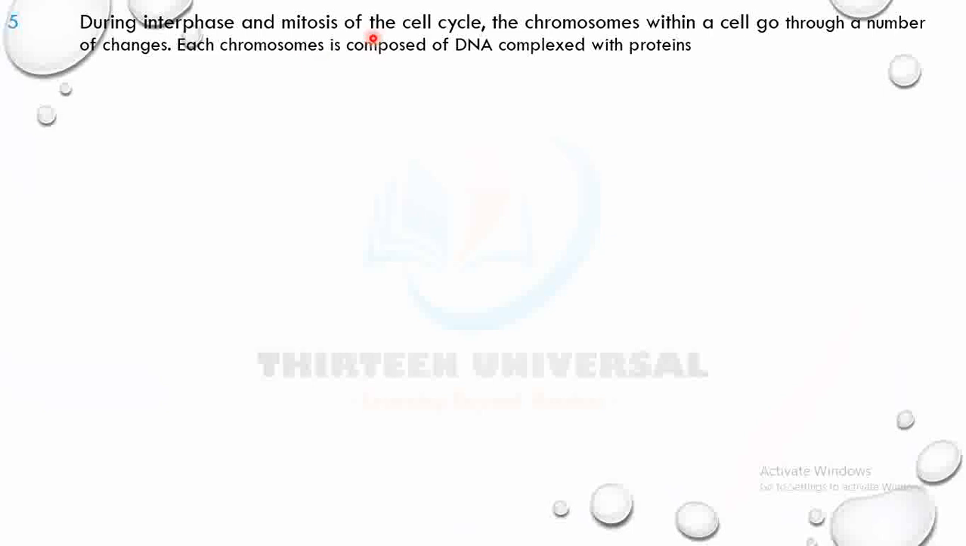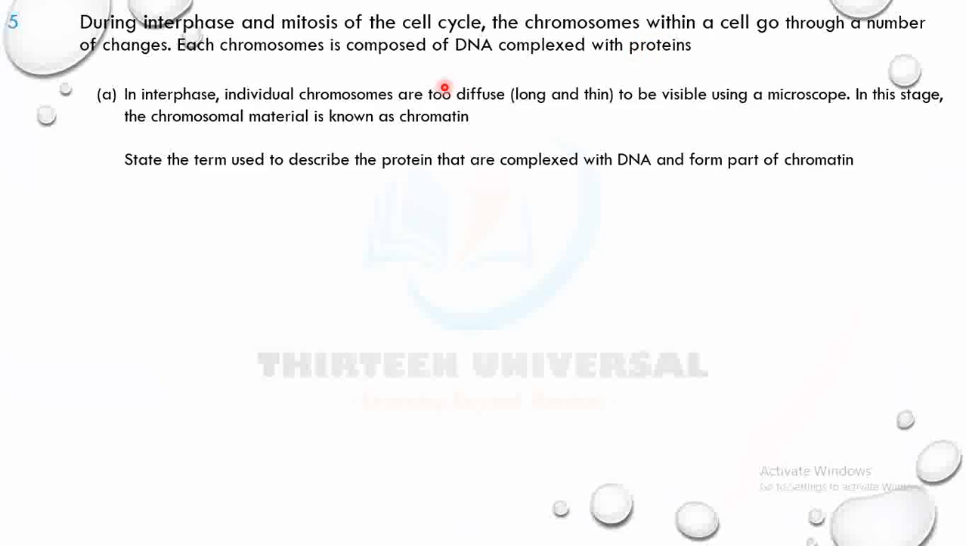During interphase and mitosis of the cell cycle, interphase and what? Mitosis. Interphase and mitosis. The chromosomes within a cell go through a number of changes. Each chromosome is composed of DNA complexed with protein. In interphase, individual chromosomes are too diffuse, long and thin to be visible using a microscope. In this stage, the chromosomal material is known as chromatin.